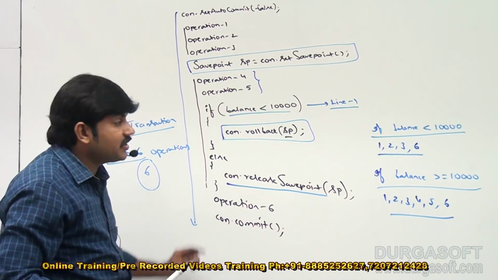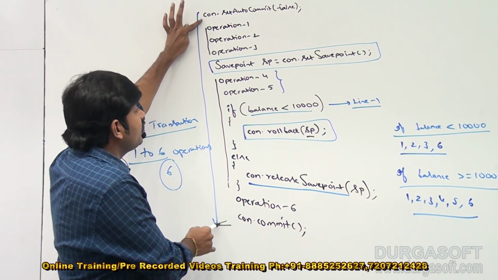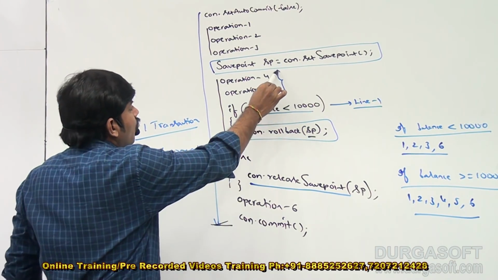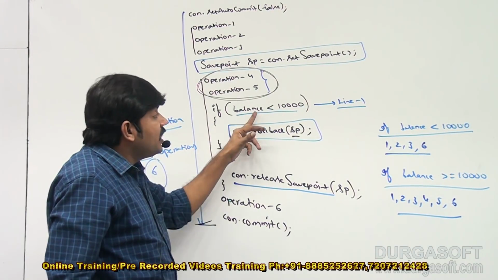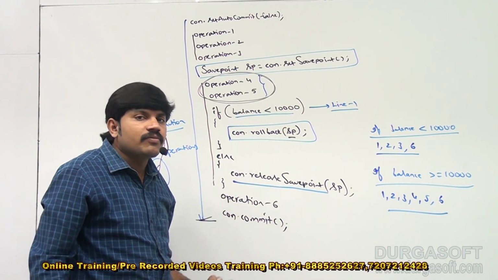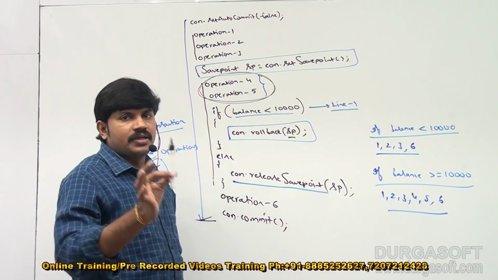Sir, here how many transactions are available? Only one transaction. Within the transaction, if you want to roll back a particular group of operations based on some condition, then we should go for what? Save point. Remember that, okay?